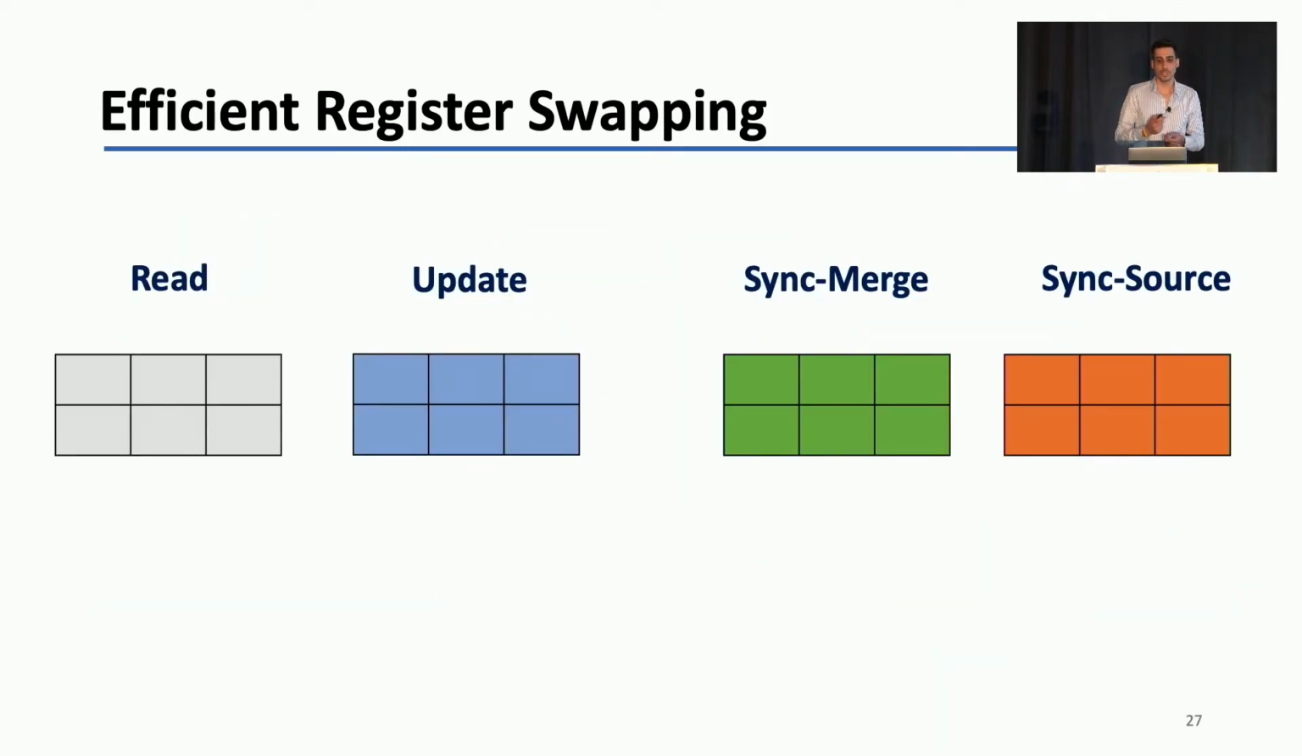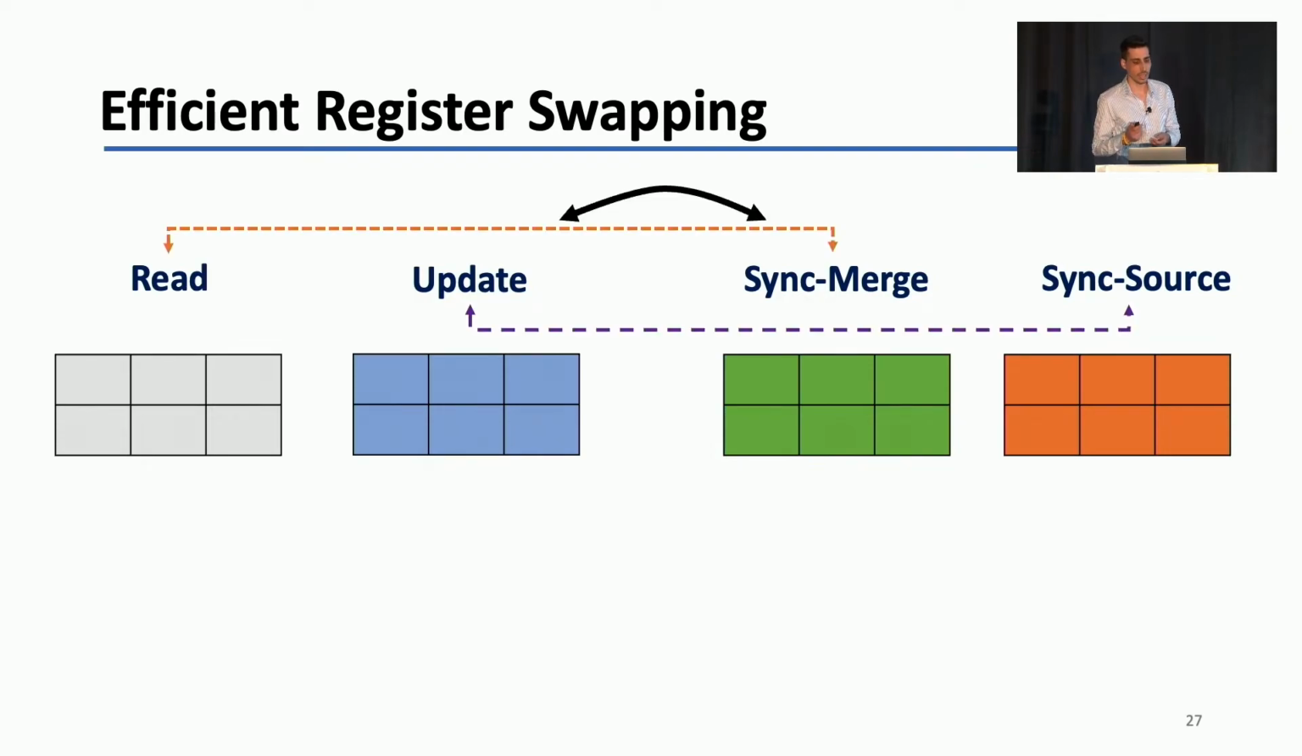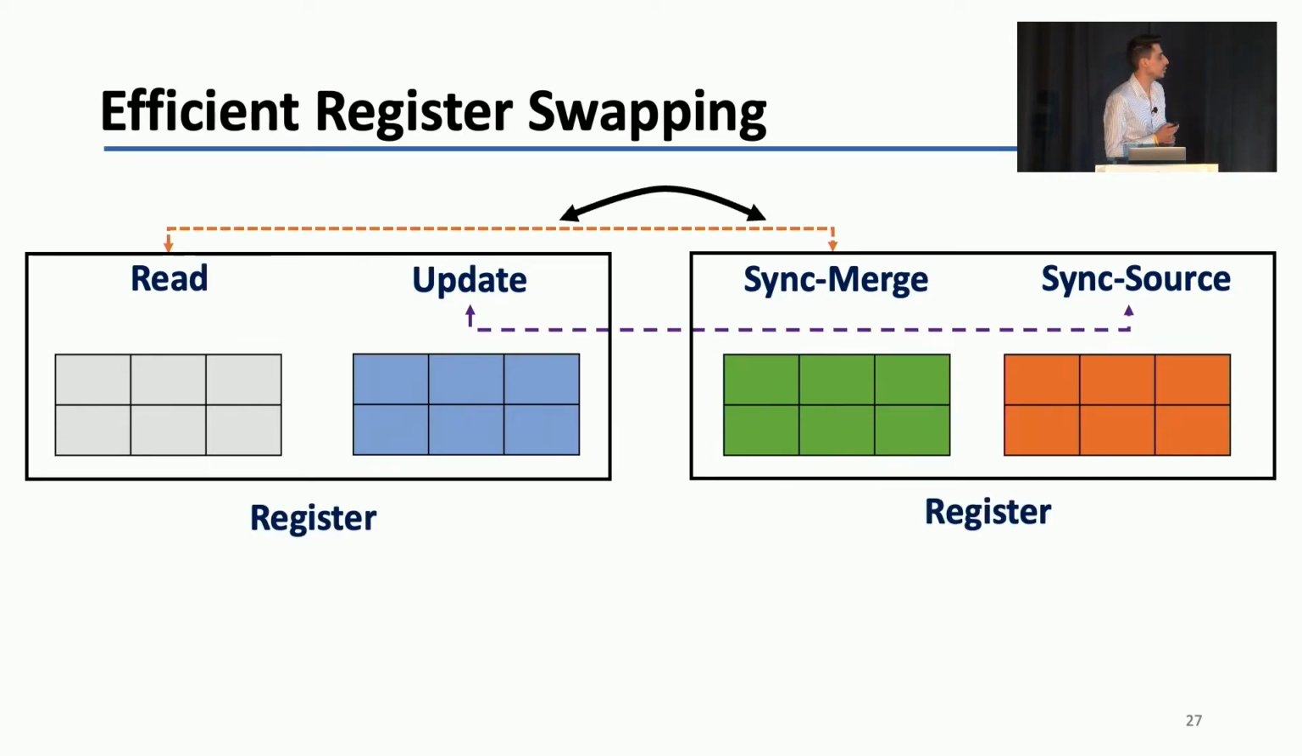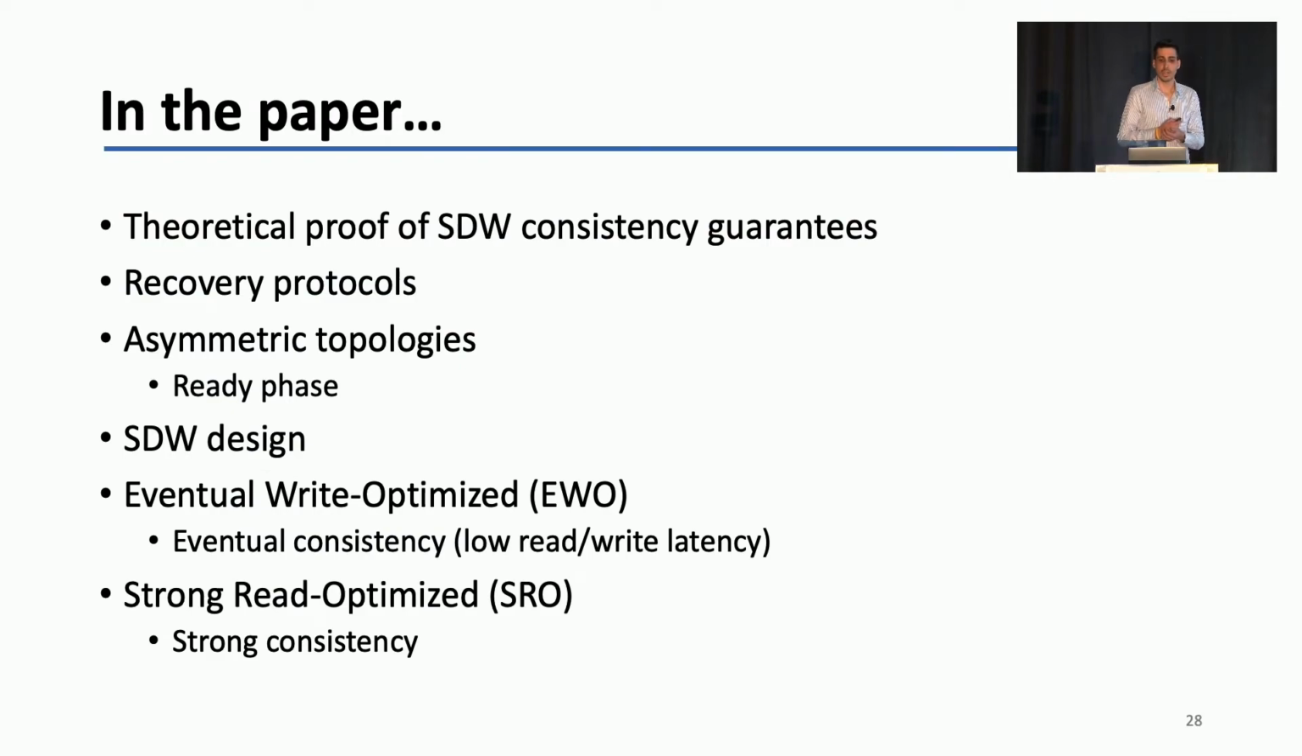Another challenge in this protocol is how to implement this register swapping efficiently in the data plane, and we leverage the capability of Tofino switches to store a pair of 32-bit values, which is very efficient in terms of in-switch resources, and you can see more details about this technique in the paper. In the paper, you will also find our theoretical proof and analysis of the SDW protocol, as well as more information on recovery and the other protocols that I couldn't cover today.